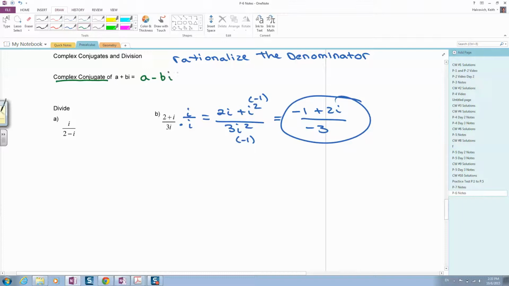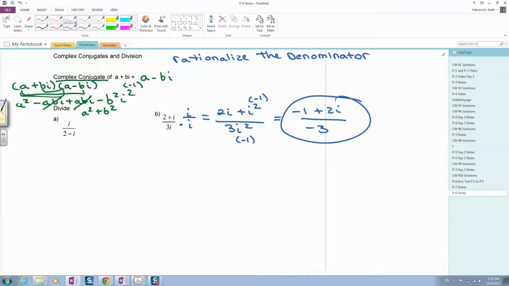If it's a plus bi, the complex conjugate is a minus bi. Because remember, when you FOIL conjugates, the i's will go away. So you get a squared minus abi plus abi minus b squared i squared. So notice the middle term goes away. You put in the negative 1 for i squared, and you have a squared plus b squared.